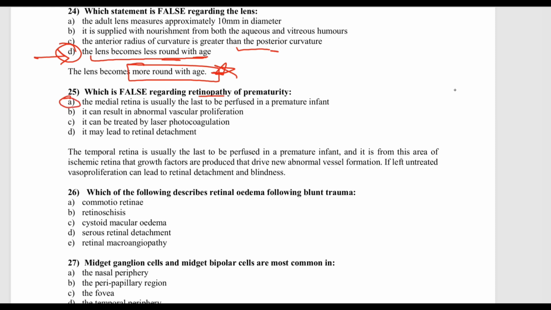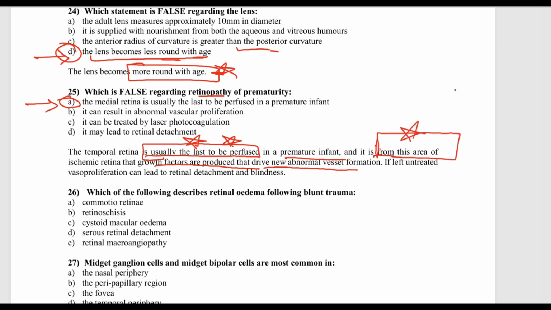It will be alpha. The temporal retina is usually the last to be perfused. Remember this very important point: in a premature infant, it is from this area of the ischemic retina that growth factors are produced that drive the new vessel formation. So, another important MCQ: from the temporal retina, the growth factors are produced that lead to new vessel formation. If left untreated, vasoproliferation can lead to retinal detachment and blindness.